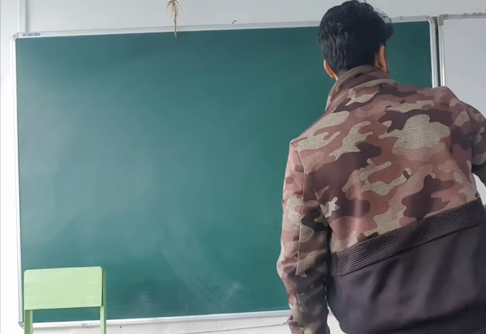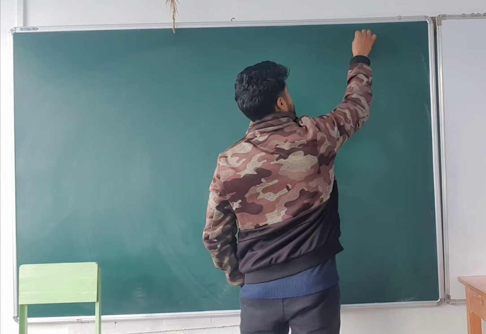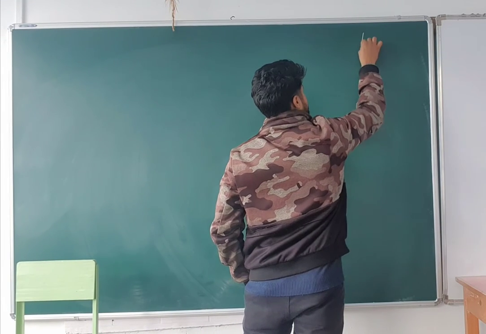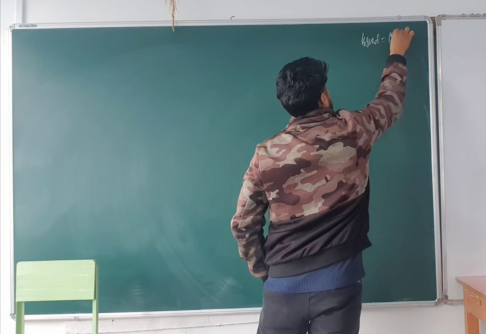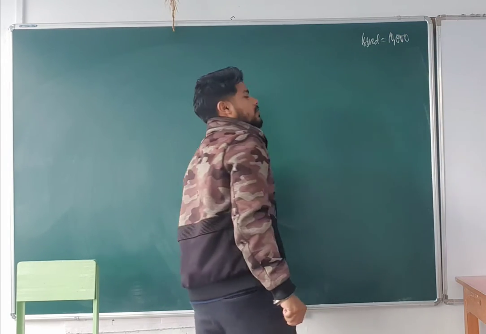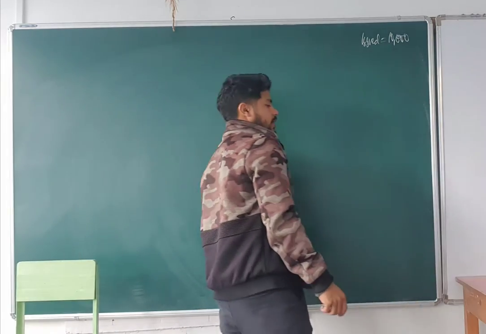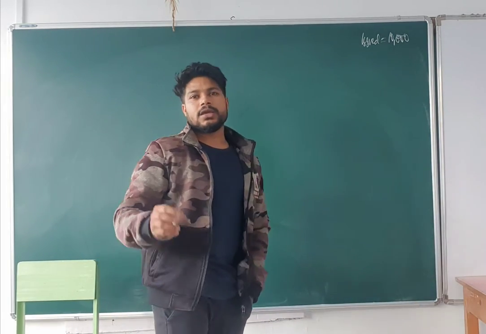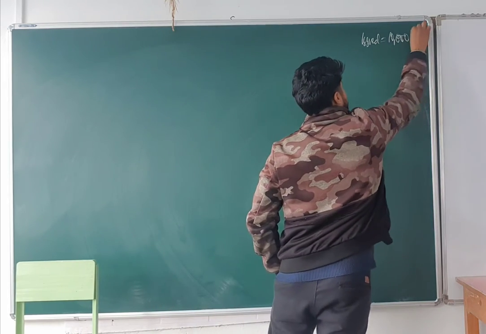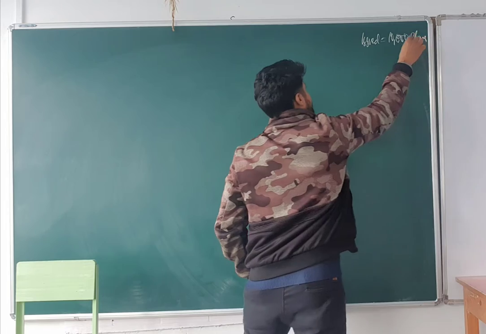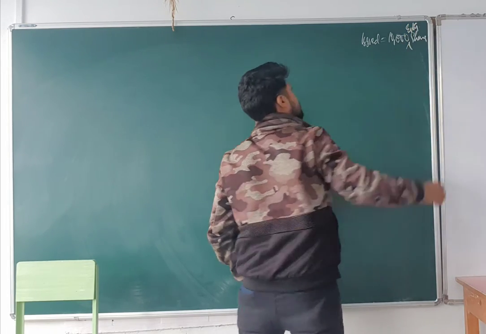Write down this question. X company limited issued 10,000 equity shares. Remember the word equity is there. Whenever you write share, you have to write equity word along with it. Okay, 10,000 equity shares. Equity word has to be there.